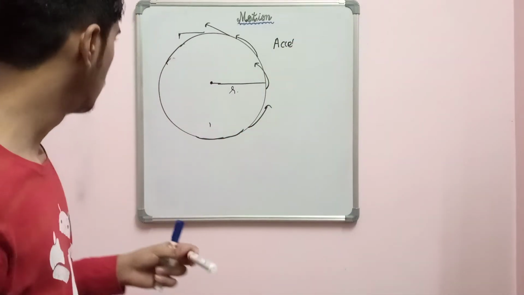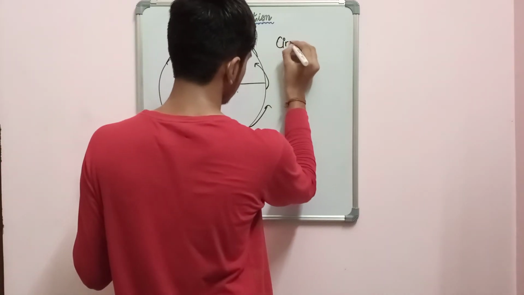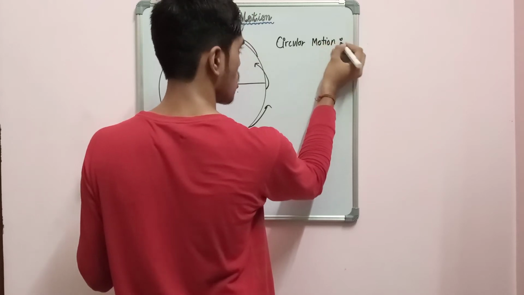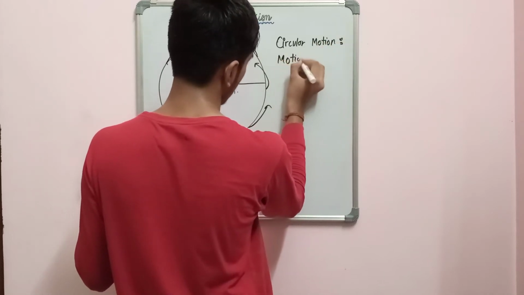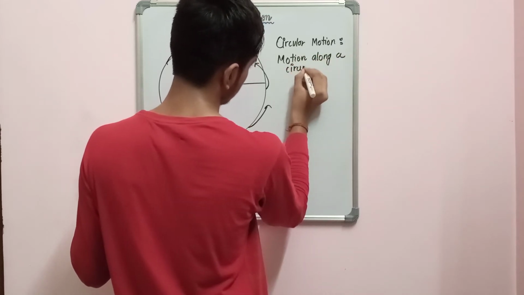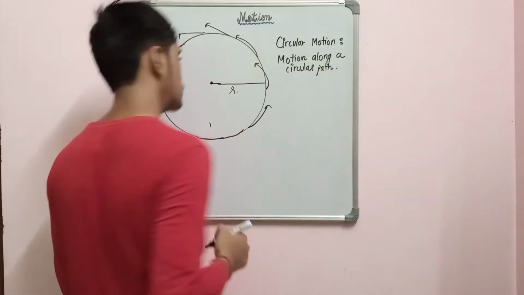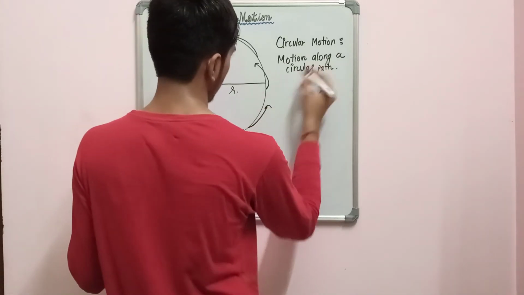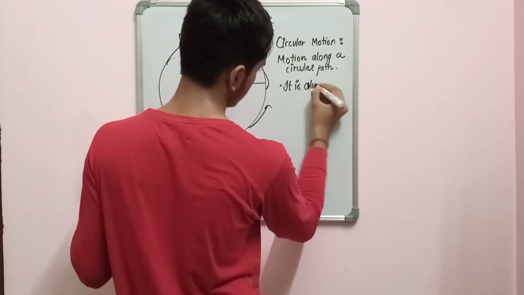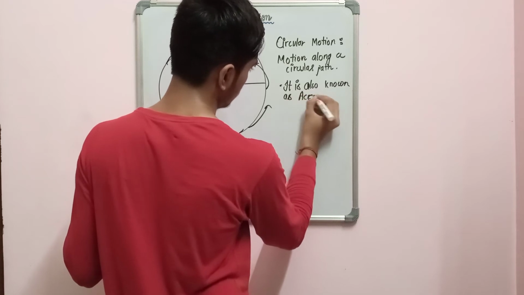First, what is circular motion? Circular motion is motion along a circular path, and it is also known as accelerated motion.